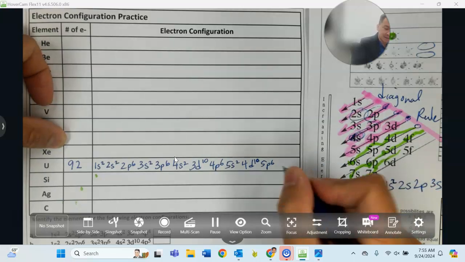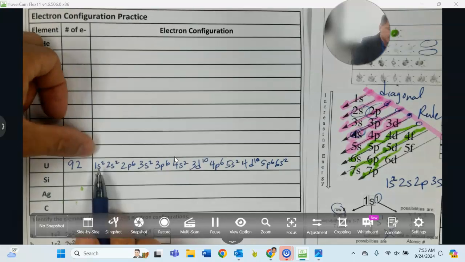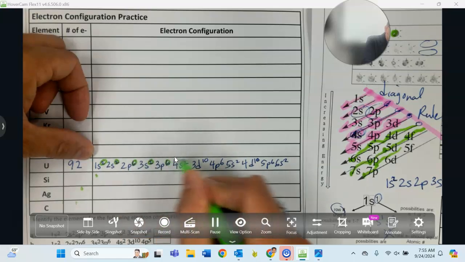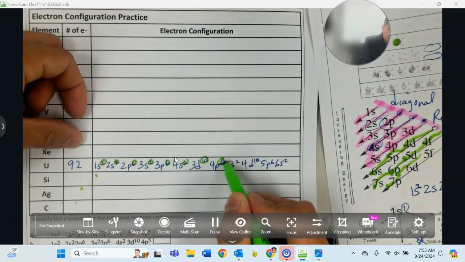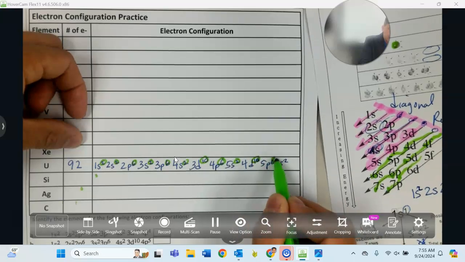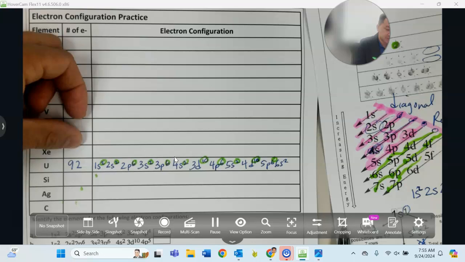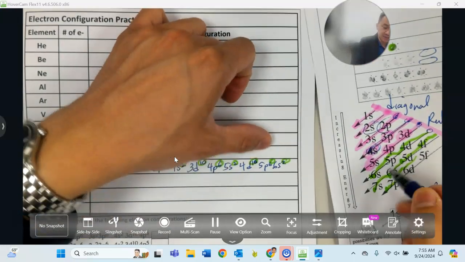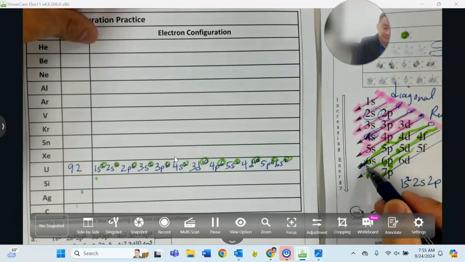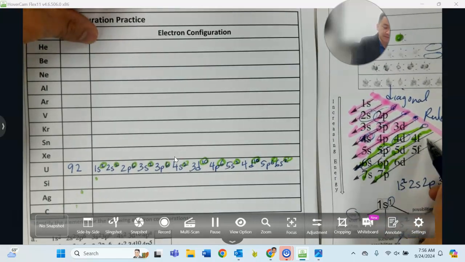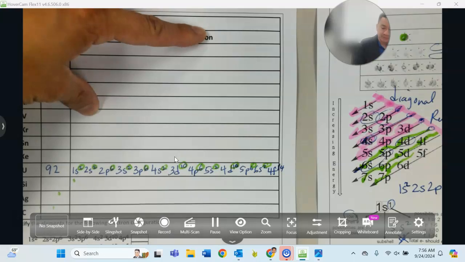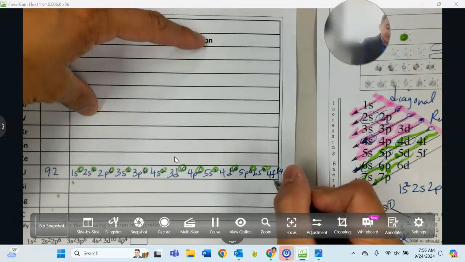5p6, 6s2. Okay, we can add now. 2, 4, 10, 12, 18, 20, 30, 36, 38, 48, 50, holy smokes, 54, 56. Oh boy, it's only 56 so far. 6s, what's after 6s? Just follow the map. This is your map: 4d, 5p, 6s. 4f. The 4f is nice because we get to jump 14 electrons. That was 56, that's 70. That's 70 up to this point.